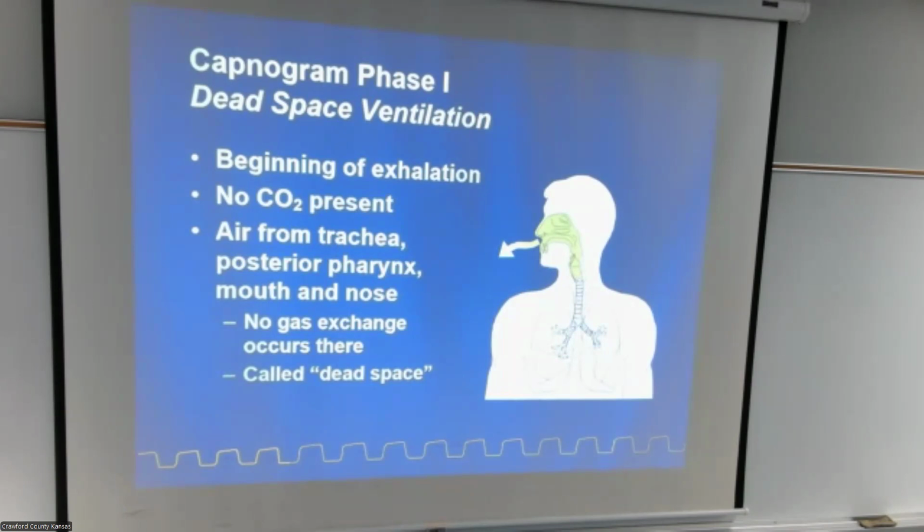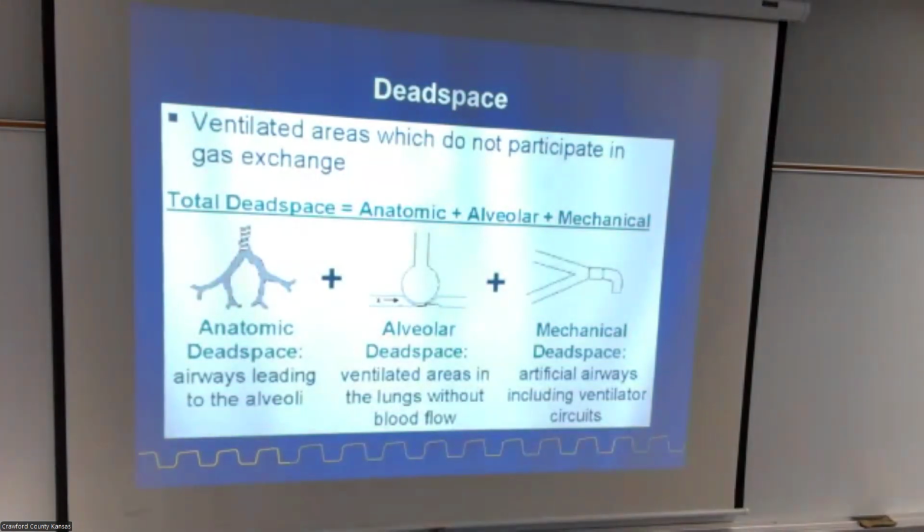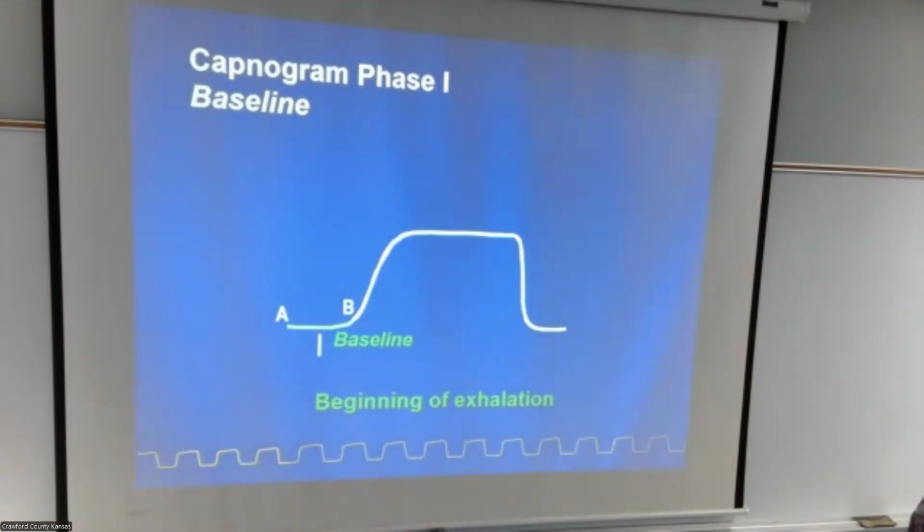This again, we'll go through the dead space here. Beginning of exhalation, no CO2 present. Air from the trachea, posterior pharynx, mouth, nose. No gas exchange occurs. This is our dead space. Here's what I was talking about a second ago. All plays a role. So here's our baseline, begin exhalation. This is going to be our phase 1.